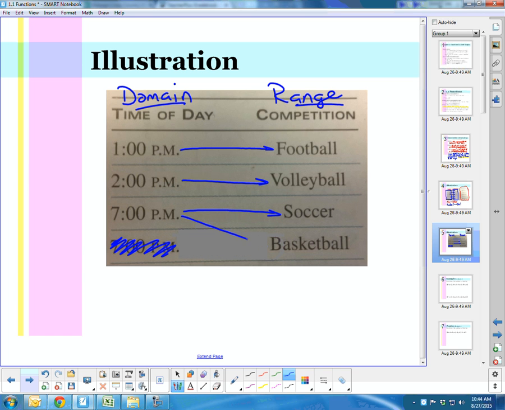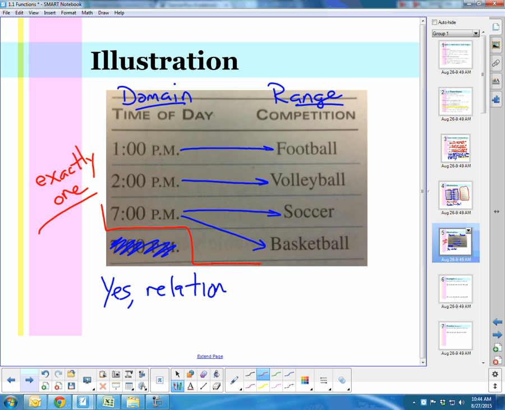So instead of breaking these apart, I don't need this second 7 o'clock, and I could draw this. So while there is a relation, yes, a correspondence, that each item in the domain is paired up with something in the range, is each item in the domain paired up with exactly one element of the range? And the answer is no. We take a look at 7 p.m. At 7 p.m., there are two competitions going on. So the answer is no, not a function.